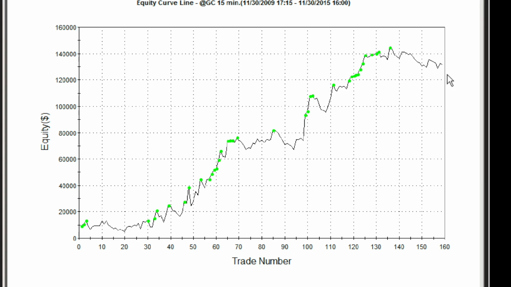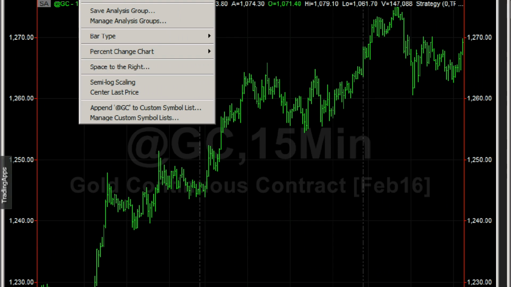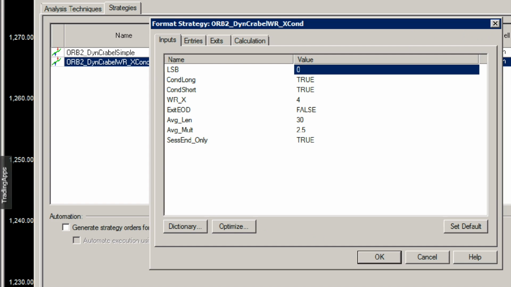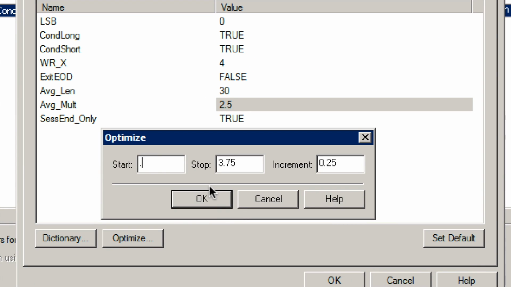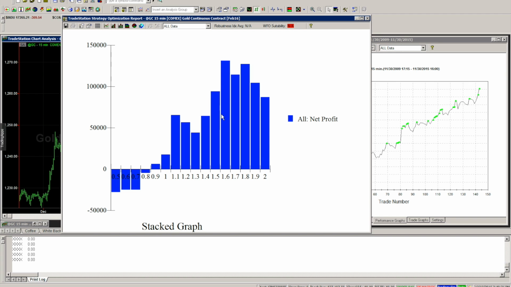This is what our equity curve is currently looking like, looking much better. Let's go in and take a look at optimizing our average multiplier. Let's do that 0.5 to 2 in increments of 0.1. Here is the stacked graph. All right, here is the bar graph.